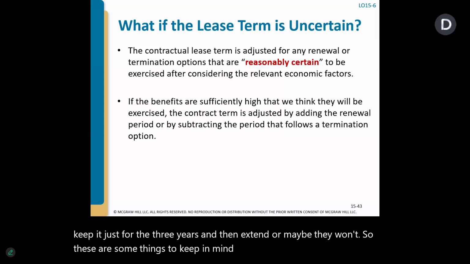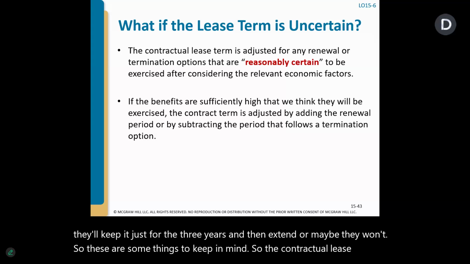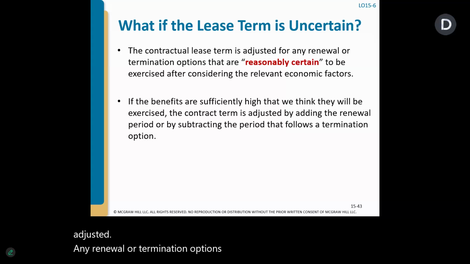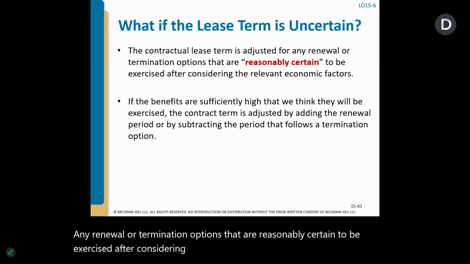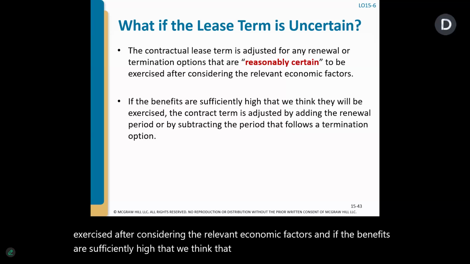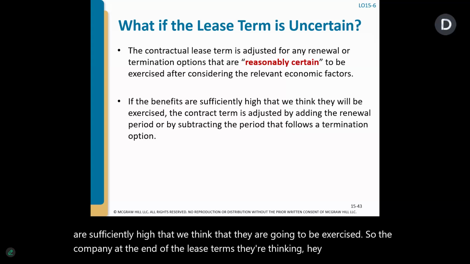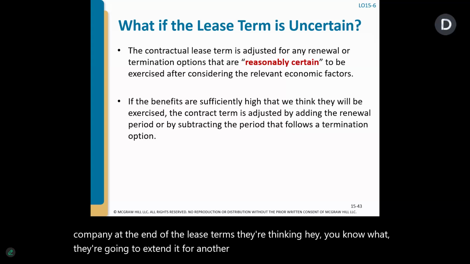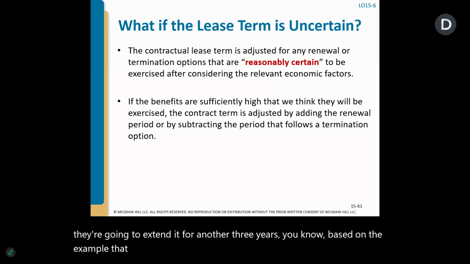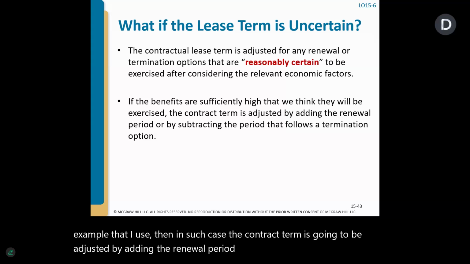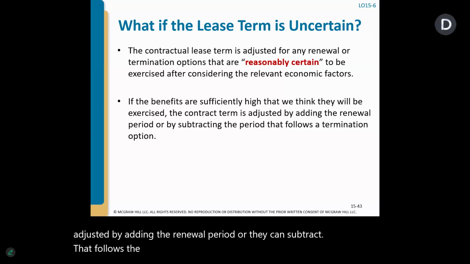So the contractual lease term is adjusted for any renewal or termination options that are reasonably certain to be exercised after considering the relevant economic factors. If the benefits are sufficiently high that we think they are going to be exercised, so the company at the end of the lease term is thinking, hey, they're going to extend it for another 3 years, based on the example that I used, then the contract term is going to be adjusted by adding the renewal period, or we subtract the period that follows the termination option.